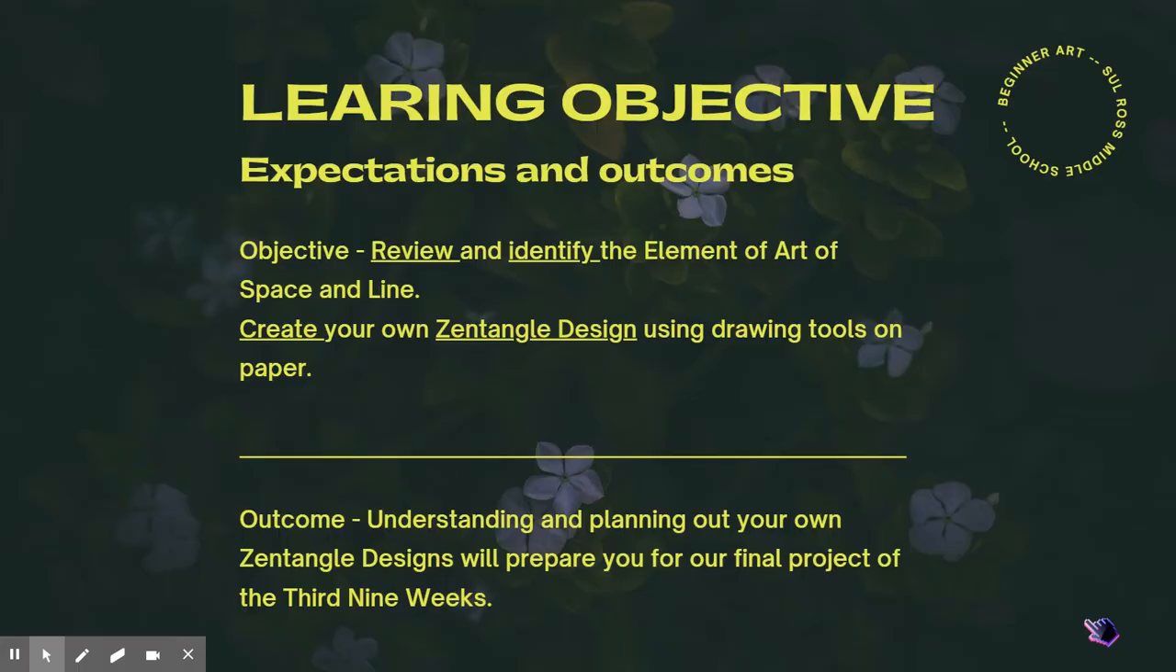Learning objective. Here are the expectations and outcomes. Objective, review and identify the element of art of space and line. Create your own Zentangle design using drawing tools on paper. Outcome, understanding and planning out your own Zentangle designs will prepare you for your final project of the third 9 weeks.